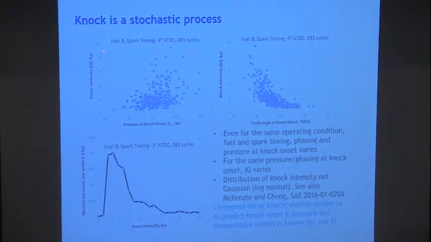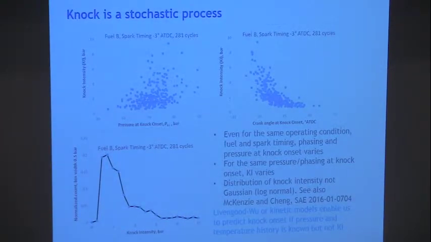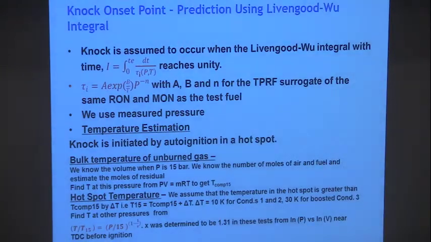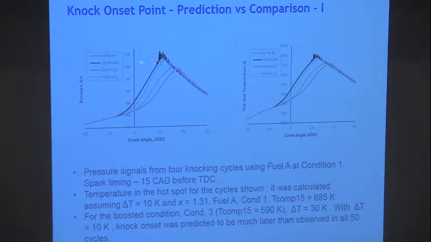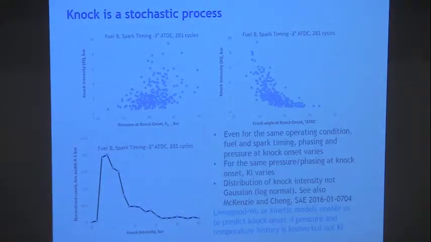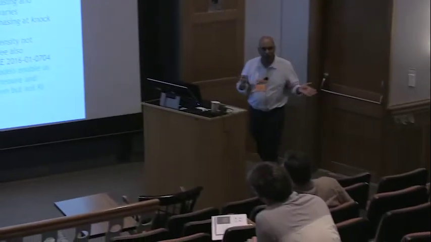Once again, this emphasizes why knock is a stochastic process. These are experimental data. If you plot knock intensity against pressure at knock onset, or the crank angle at knock onset, or the temperature at knock onset, there is really no correlation, because it's a stochastic process. In fact, for any one condition, if you plot the probability distribution of knock intensity, you find this kind of log normal distribution. Other people have also seen this. It's not perfectly log normal, but that's the best description of it. What this means is there can be some very high intensity events. The engine was operating in exactly the same condition, but because of cycle to cycle variation, we are getting huge variations in knock intensity.